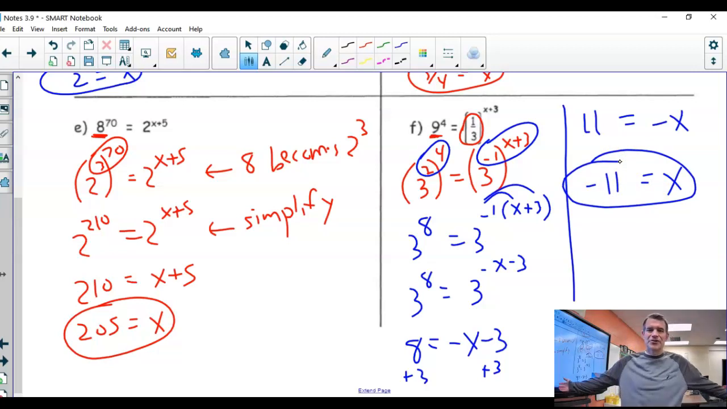All right, you have learned to change the base to solve equations. Good luck on your homework.